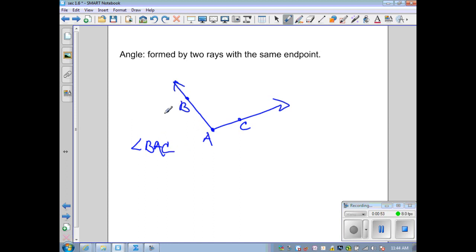Ray AB is a side of the angle, and ray AC is a side of the angle. Point A is called the vertex of the angle. And when I identify the name of the angle, I must always use the vertex as the middle letter. Therefore, I have another way I could name this, and I could name this angle as CAB.